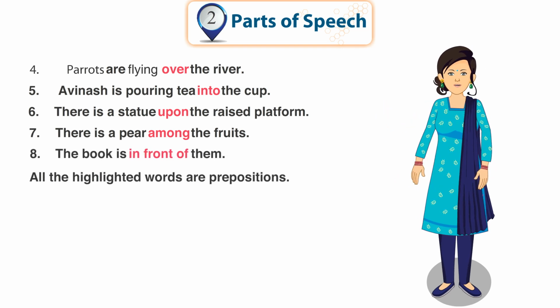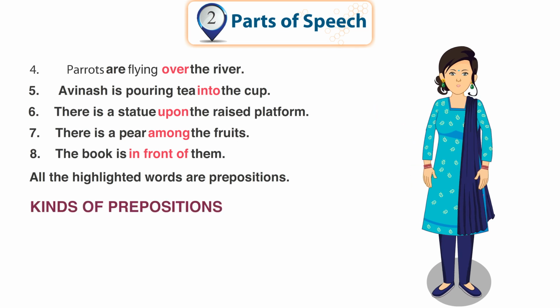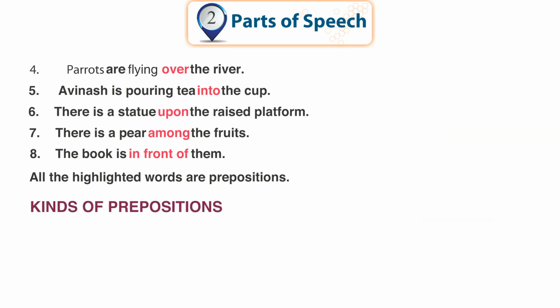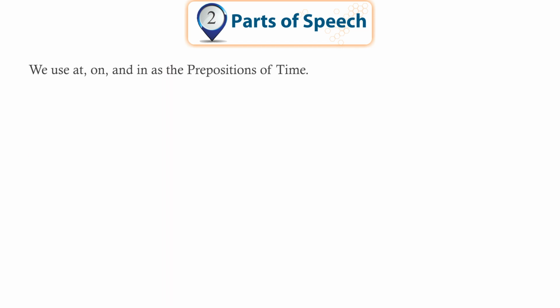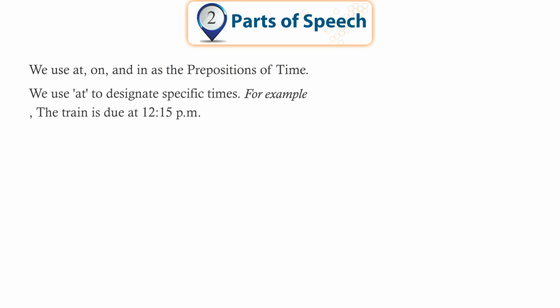All the highlighted words are prepositions. Kinds of prepositions. Prepositions of time. We use at, on, and in as the prepositions of time. We use at to designate specific times. For example, the train is due at 12:15 p.m.